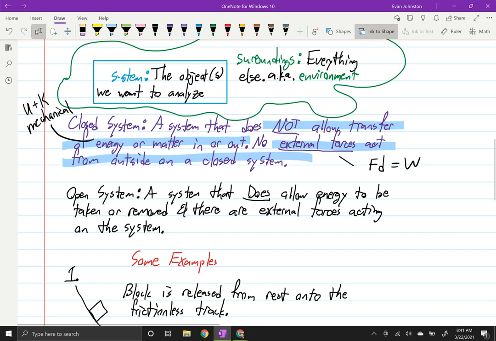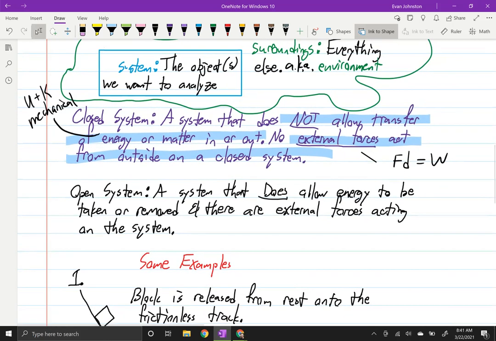So if that's a closed system, it just does not allow transfer of energy in or out. There's no external forces. Well, an open system is the opposite, quite frankly. It does allow energy to be taken or removed. That means that there are external forces that act on it.